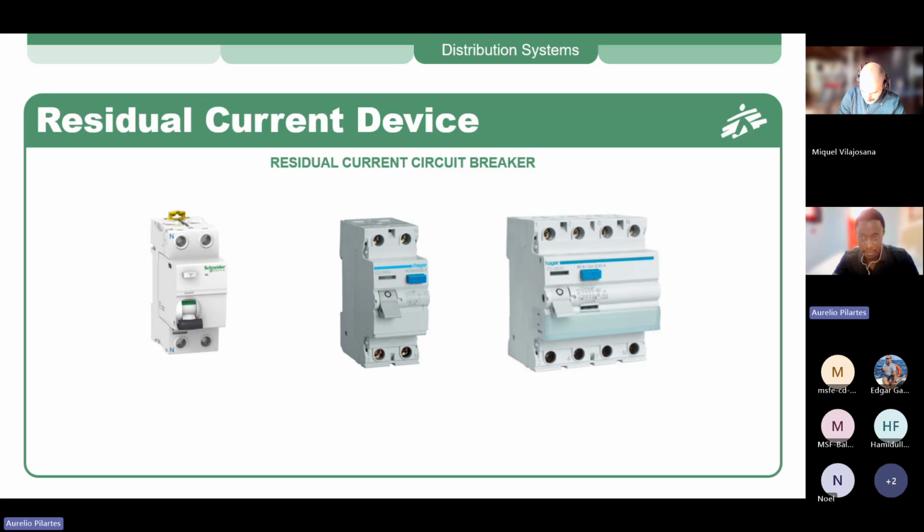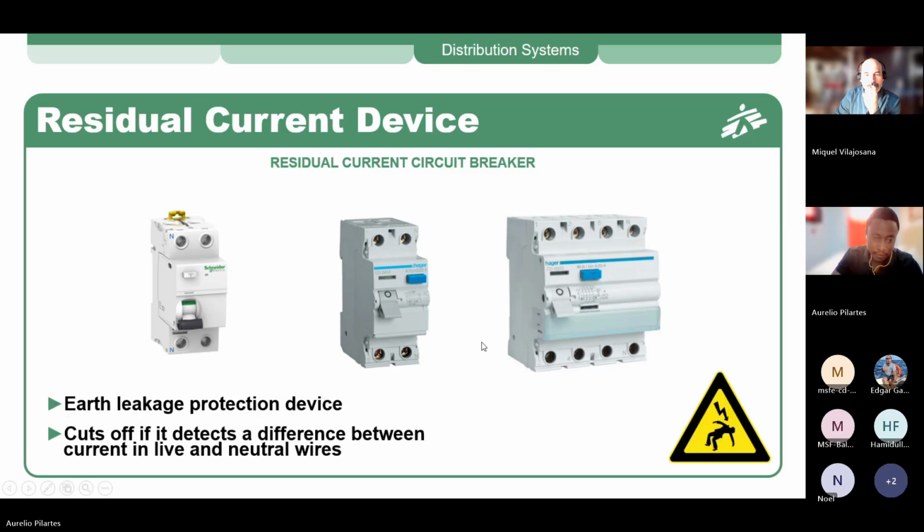I don't know if there is any question about the RCCBs. Here we have 2 pole RCCBs for a one phase system, and 4 pole MCCBs for a 3 phase system. So as we were saying, any leakage protection device will cut if there's a difference between the current in the live and the neutral wires.